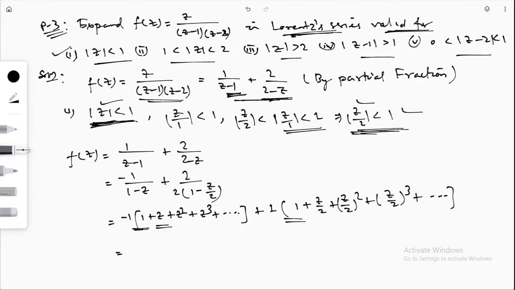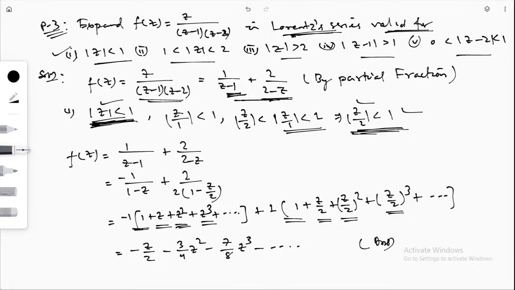Then here it is minus z, and here it is z by 2. So z by 2 minus z is minus z by 2. Again, here it is minus z square and it is plus z square by 4, so you will get minus 3 by 4 z square. Similarly, minus z cube plus z cube by 8, so minus 7 by 8 z cube. Like this you will get. So this is the answer, and this is valid because mod z is less than 1 and mod z by 2 is less than 1. So all these things are powers of z.